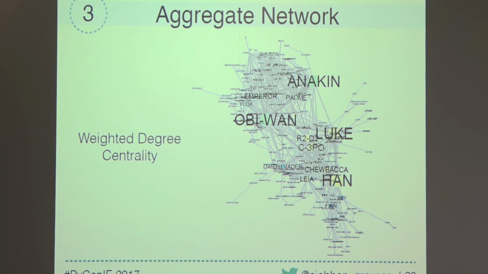When we look at weighted degree centrality for this network, I should describe what this network is. This is basically an aggregation of all of them. I got curious. I wanted to see what happens when I aggregate all the networks and see if we can see anything else shining through the data in that sense.